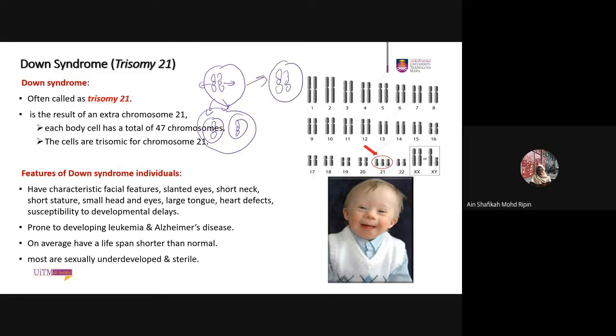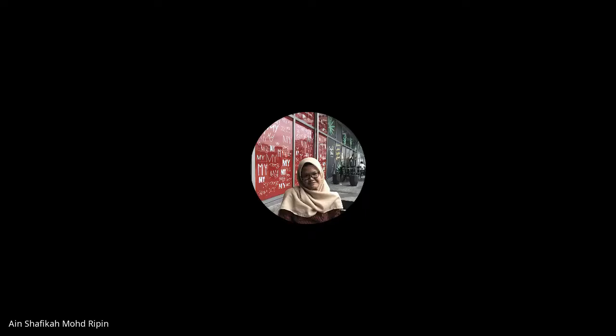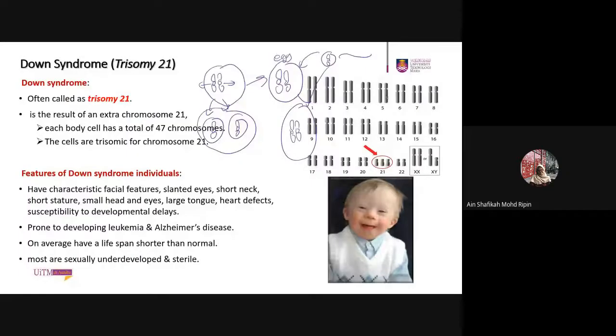So bila egg ni dia difertiliskan oleh sperm yang bawa satu je kromosom 21. So bila berlaku fertilization, jadilah individual yang mana bila kromosom 21 dia pair, dia ada 3 kromosom 21. Okay? So that is trisomy 21. Sebabkan oleh berlakunya mutation pada proses meiosis pada perempuan. Okay, so it is result from an extra chromosome 21. So each body cells has a total of 47 chromosome. So the cells are trisomic for chromosome 21.